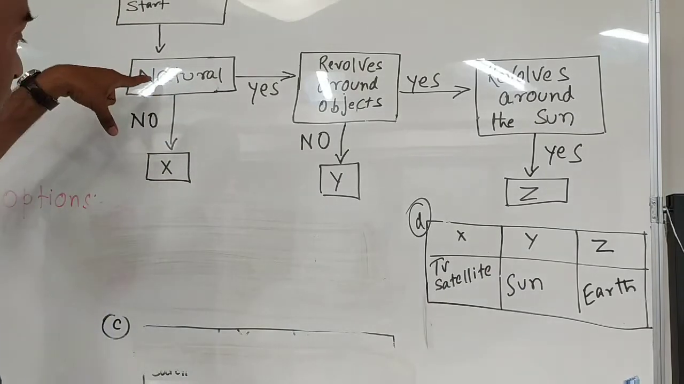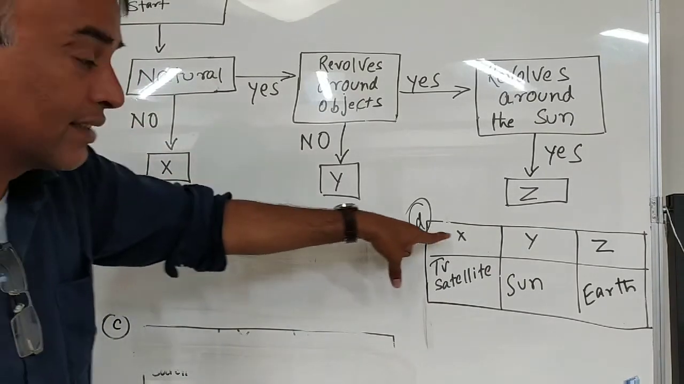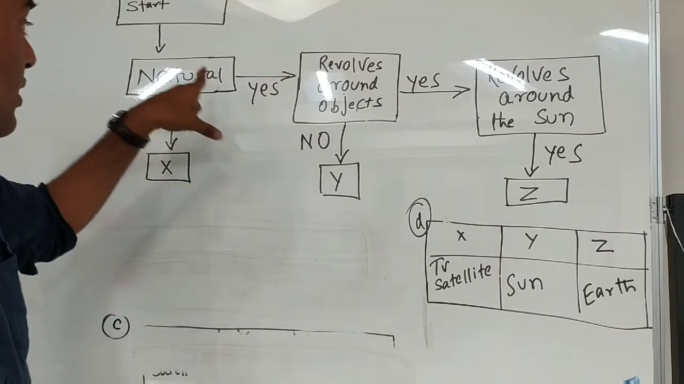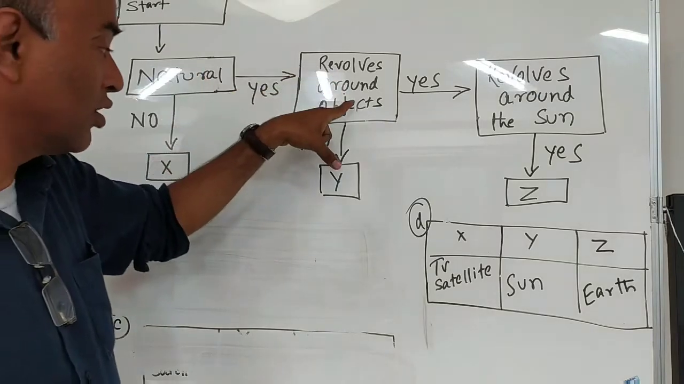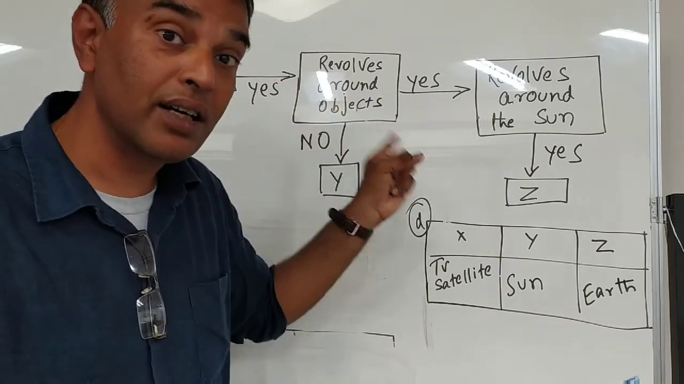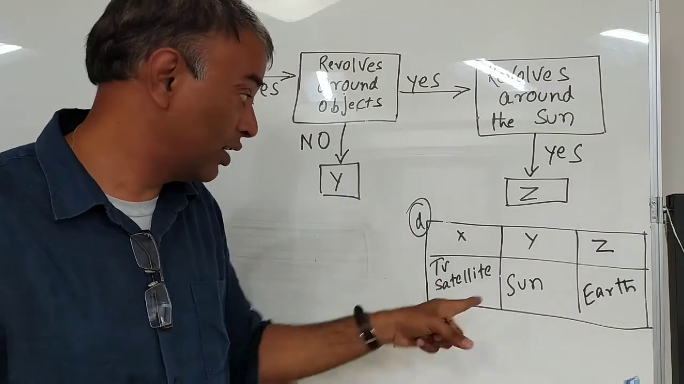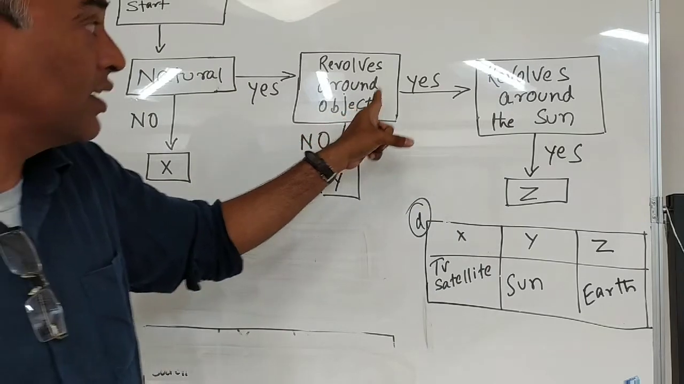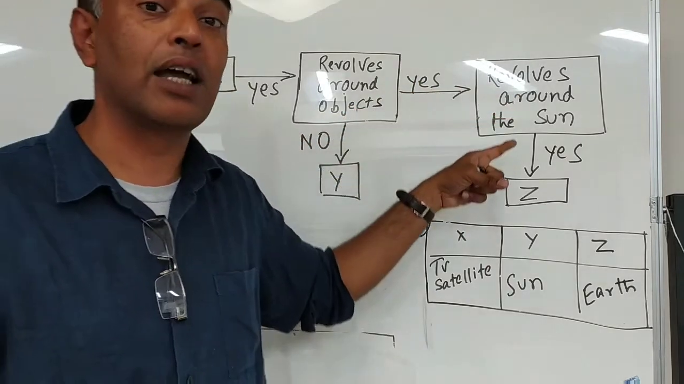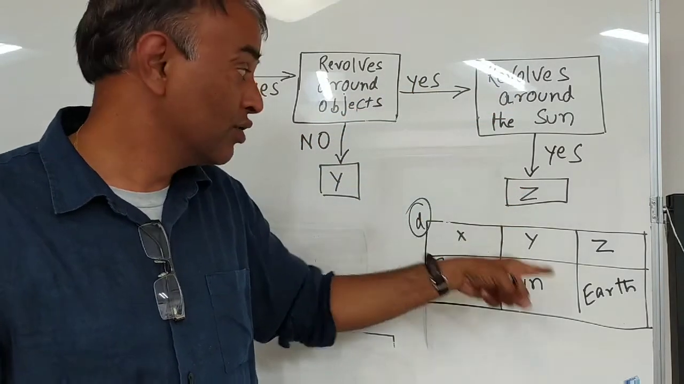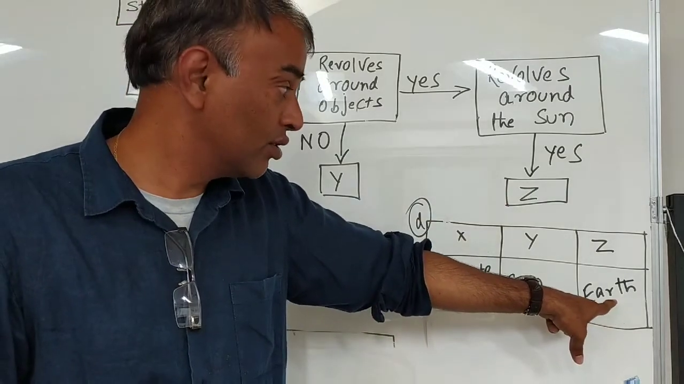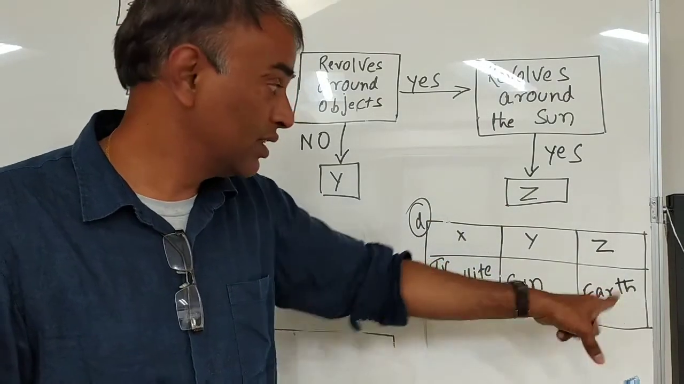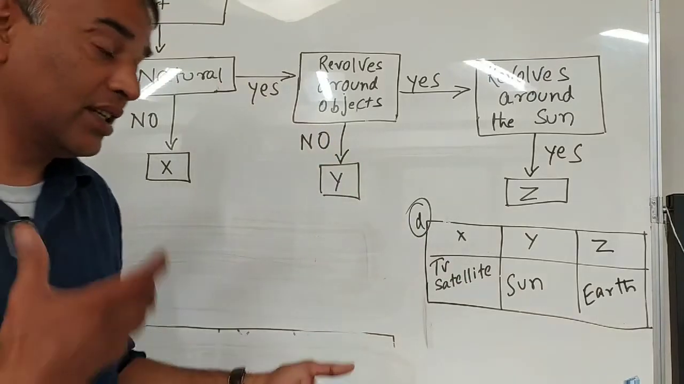That means natural? No. So the answer is X. X can be a TV satellite. Fine. Natural? Yes. Revolves around the object? No. So the sun doesn't revolve around any celestial body. So that is sun, so that is correct here. Now revolves around the object? Yes. Revolves around the sun? It can be any of the planets, right? So here our planet Earth is given. So Z is Earth. So this is the answer. So you can see that our answer is D.